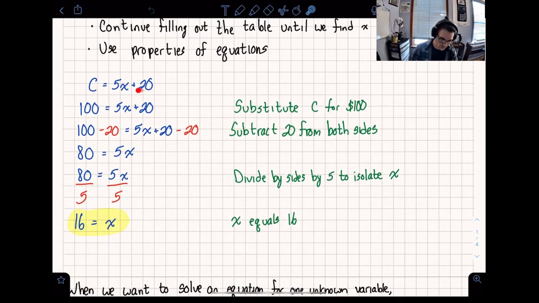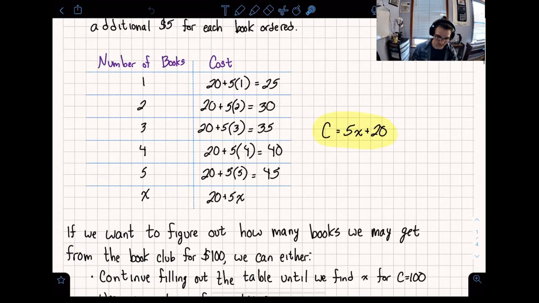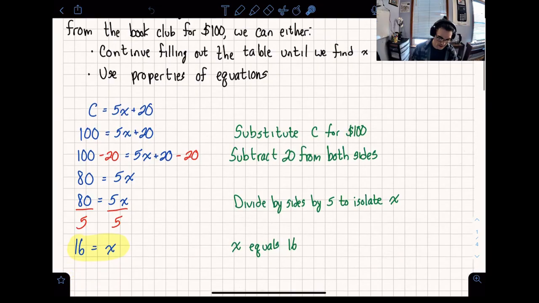So here is the original equation that we started off with. C equals 5x plus 20. We got that equation from right here. Now the first step is to substitute C for $100. So that's what I do right here. I rewrite the equation. Instead of C, I put 100. And the reason that C is replaced with 100 is, again, because we want to find out how many books it would take for the total price to reach $100.